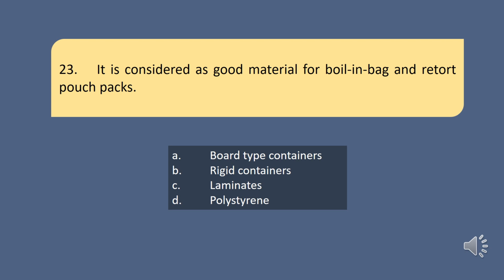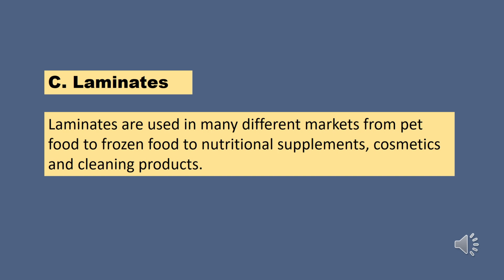23. It is considered as good material for boil in bag and retort pouch packs. A. Board-type containers. B. Rigid containers. C. Laminates. D. Polystyrene. The correct answer is letter C. Laminates. Laminates are used in many different markets from pet food to frozen food to nutritional supplements, cosmetics and cleaning products.